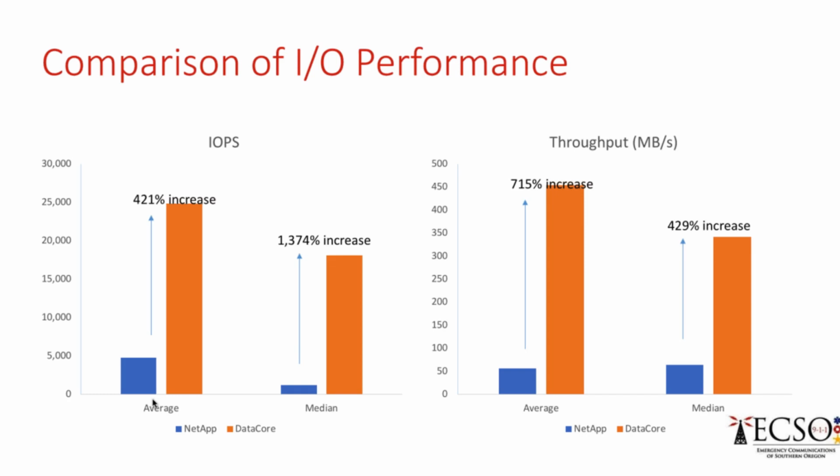in terms of IOPS. For throughput, they saw basically a 700% increase on average, but in the median case, they saw about 400% increase. So again, they're seeing the performance increase compared to their existing environment that would make them say, okay, this is exactly what we need in terms of the performance increase that we're looking for. Now, let me move on to the next slide.